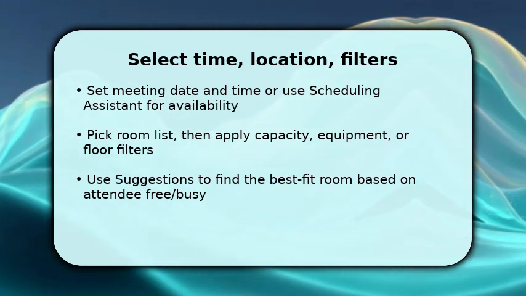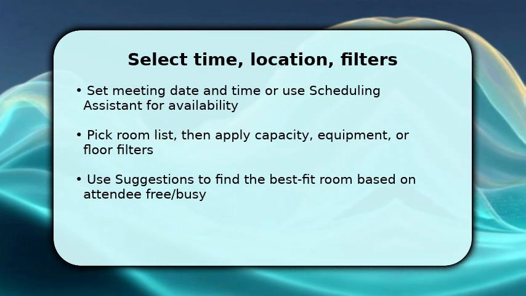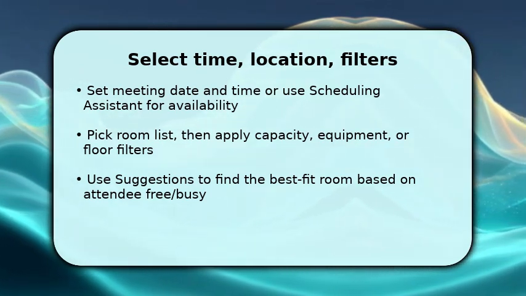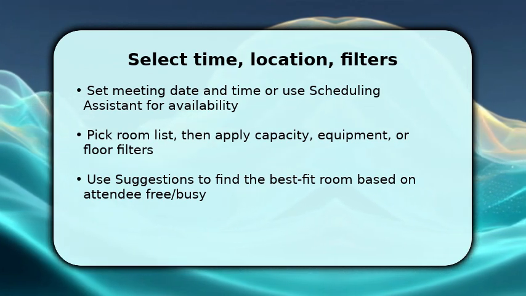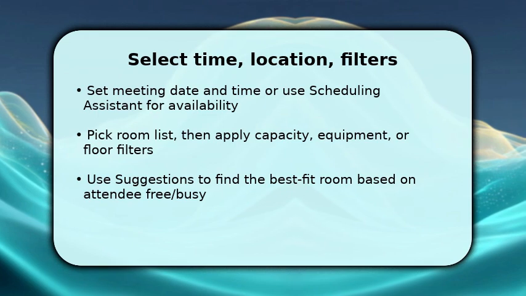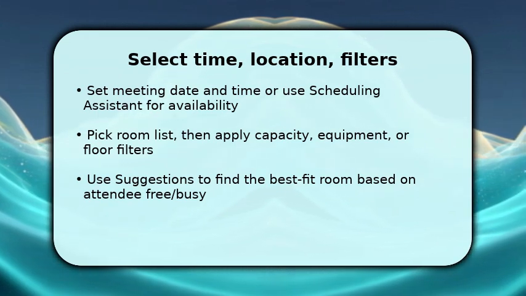The pane will rank matching rooms by availability and conflicts. If a suggested room shows tentative conflicts, click it to view room calendar details and alternate times. This lets you balance location convenience with attendee availability before sending invites.